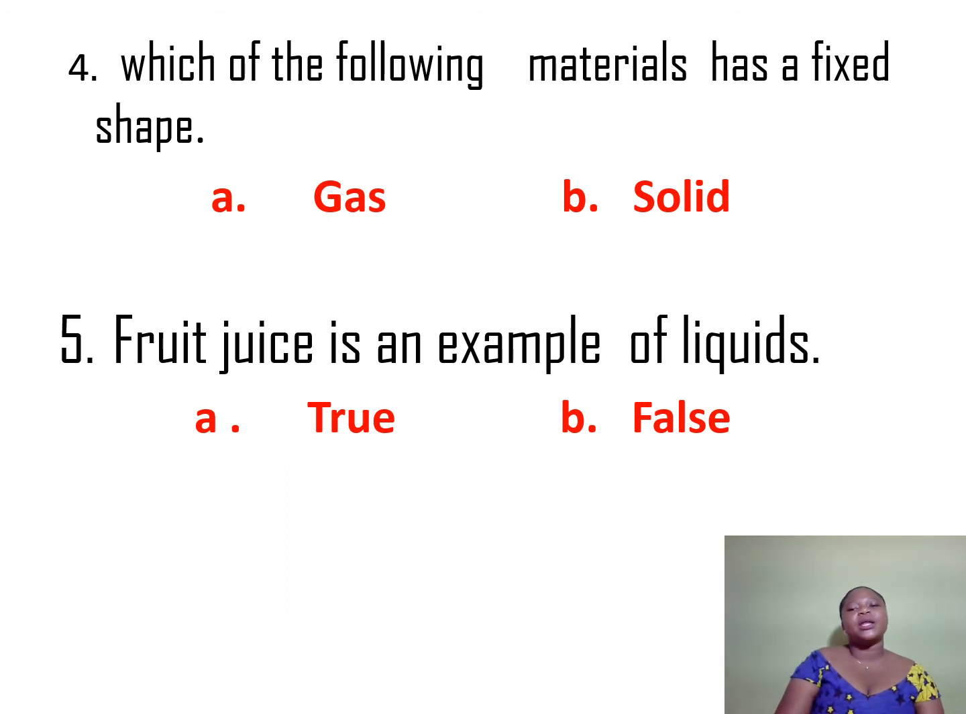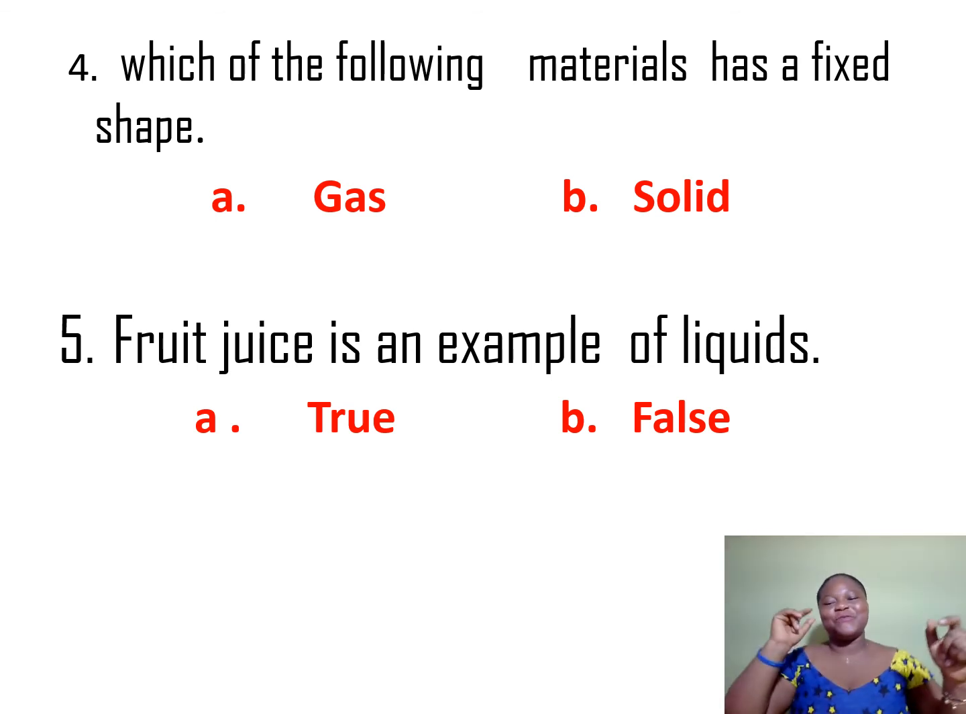4. Which of the following materials has a fixed shape? We said something has a fixed shape and a fixed volume. Which of these is A, gas, B, solid? Then number 5. Fruit juice is an example of liquids. True or false? Fruit juice, orange juice, Coca-Cola, Fanta is an example of liquid. A, true, B, false.